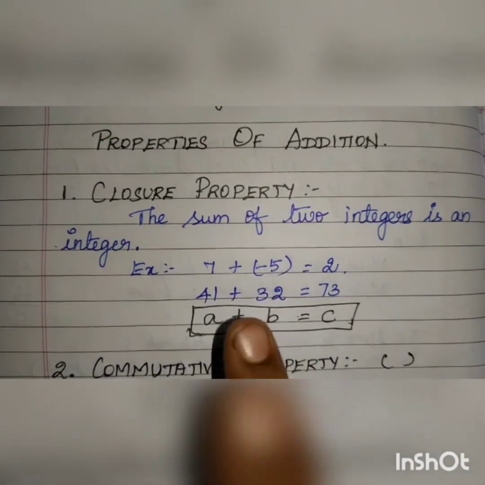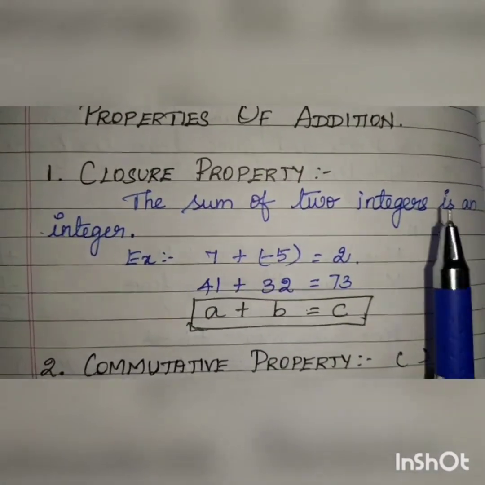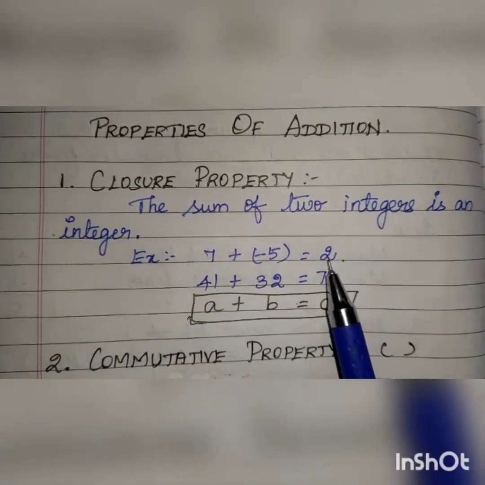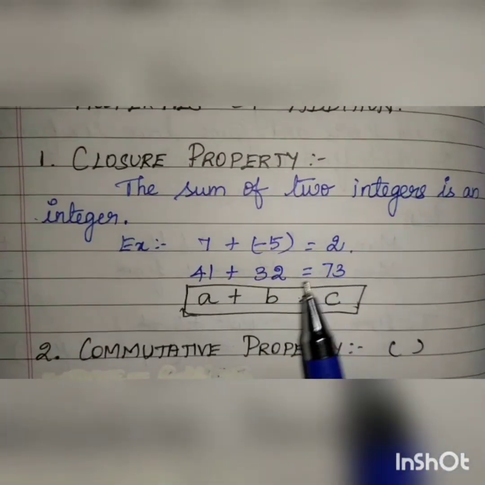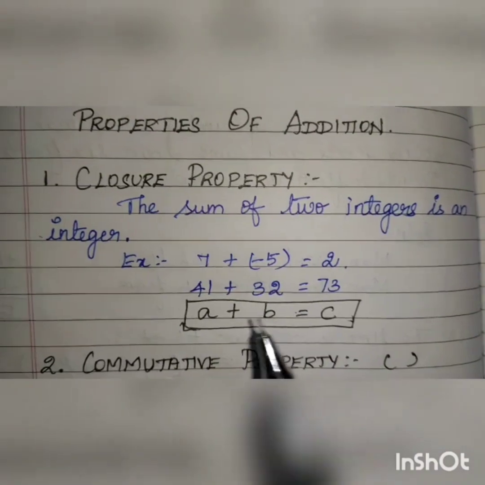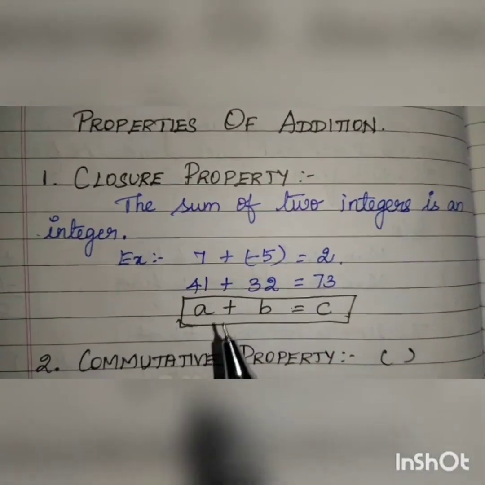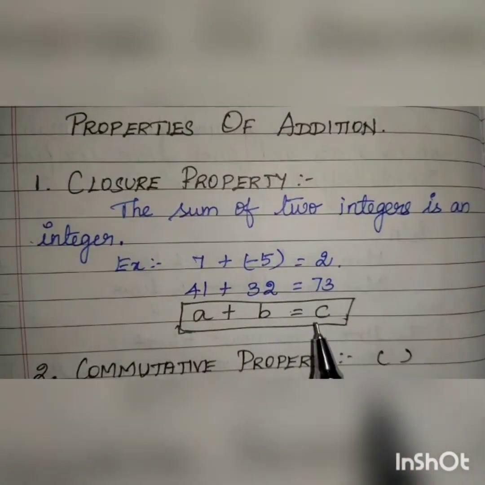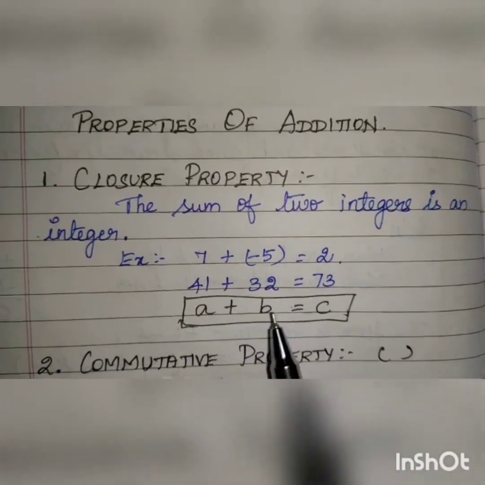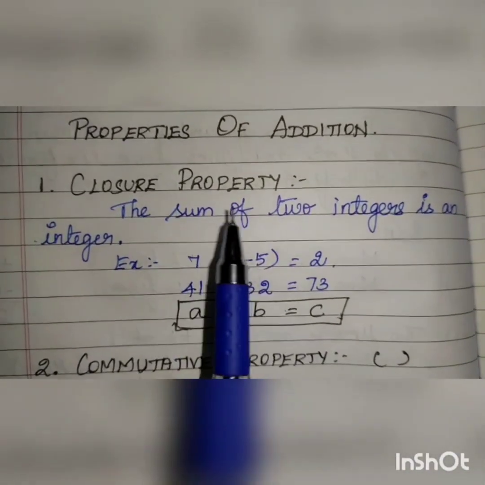For example, I have given here 7 plus minus 5 equal to 2, and 41 plus 32 equal to 73. If you add any two integers, we get the answer also as an integer. Here I have given one formula: A plus B equal to C, where A, B, C are integers. This is the closure property.